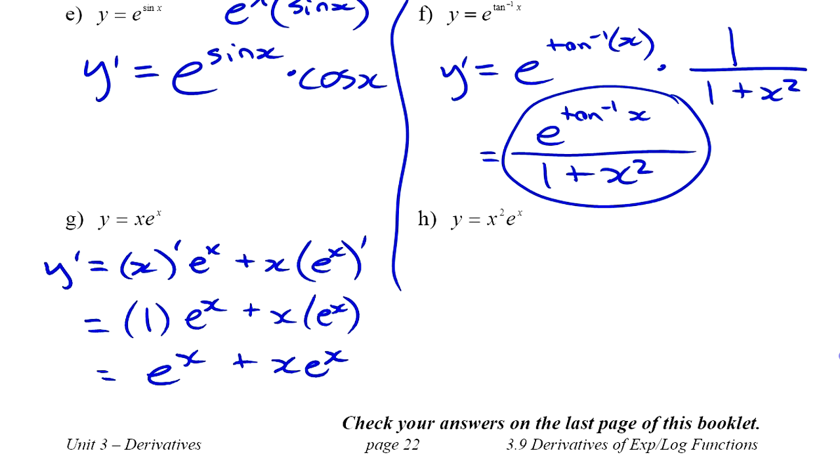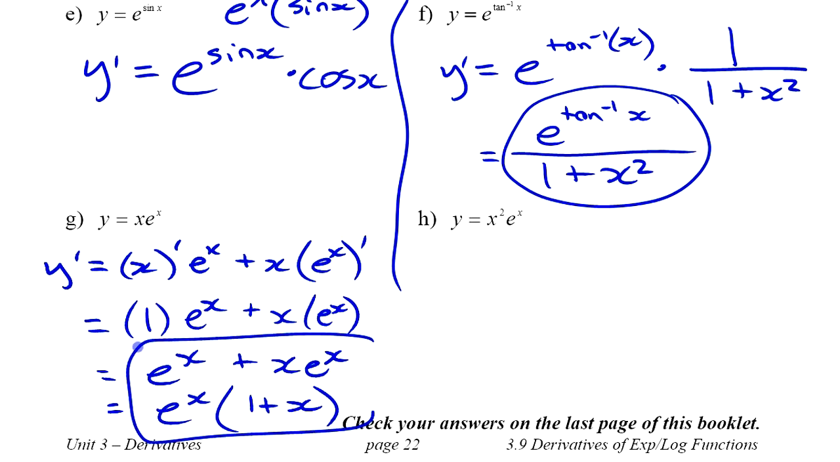If you wanted to, you could write it in a factored form since they both have e to the x in common. You could factor out e to the x and make it times 1 plus x if you really wanted to, but either one of those is completely acceptable depending on what you want to do with it.